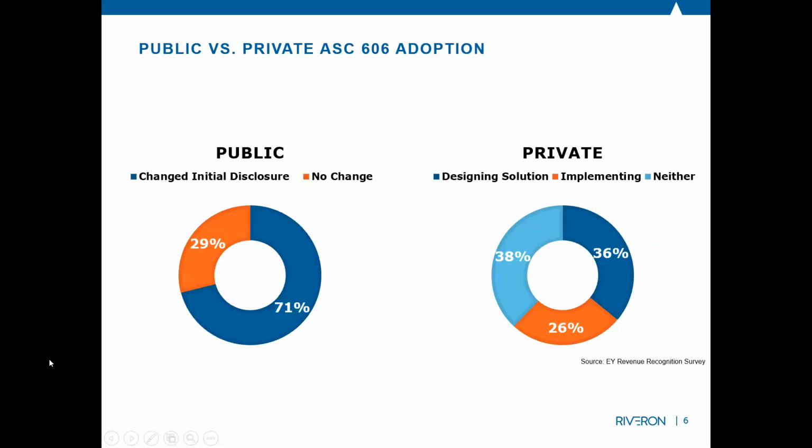So the next slide, this takes us into some general statistics, which are always moving, but this data set provided by a 2018 EY revenue recognition survey is still a fairly accurate picture of where companies are at today. Specifically, on the public slide, the survey mentions that 71% of organizations have made changes to their revenue recognition disclosures since first reporting under the new standard, as compared to 29% who have not.